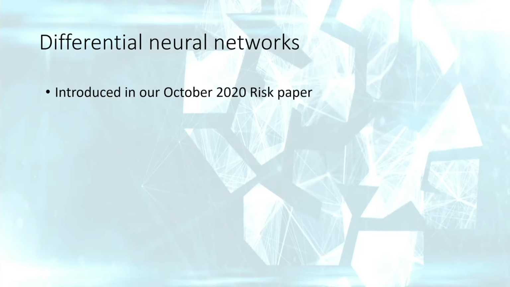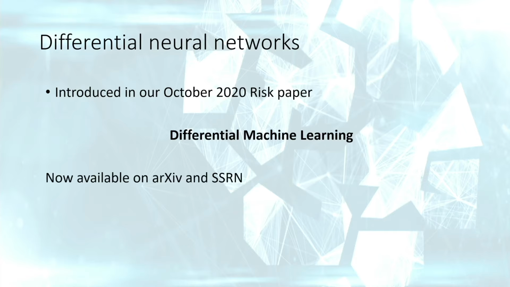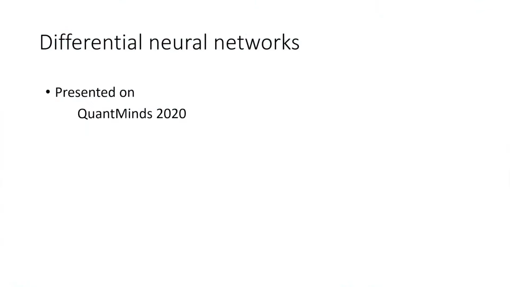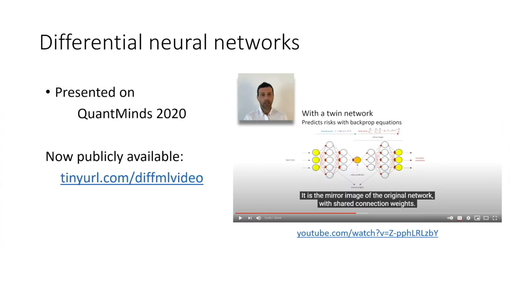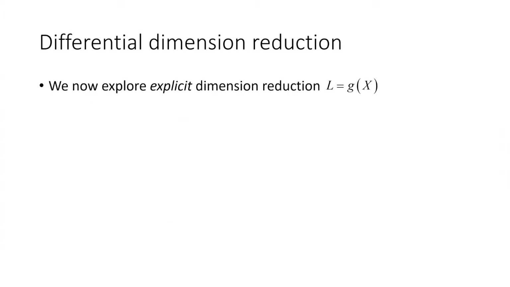Differential neural networks, also called twin networks, were introduced in our October 2020 Risk paper, Differential Machine Learning. It is also available on arXiv and SSRN. We also presented them last year at QuantMinds. In case you missed the presentation, the recording is available on YouTube with closed captions.